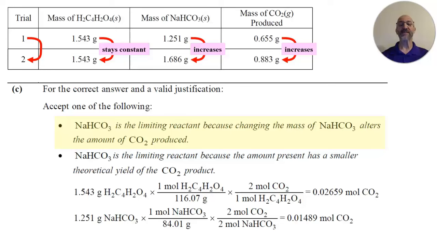So if you increase the amount of the excess reactant, it will have no effect on the amount of product produced. On the other hand, if you increase the amount of the limiting reactant, then this will increase the amount of product produced. Now, the other strategy for identifying that sodium bicarbonate is the limiting reactant is what I have already showed you in an earlier slide.